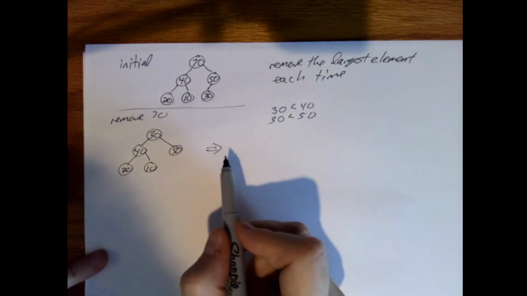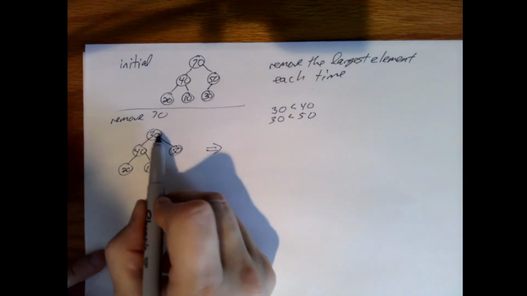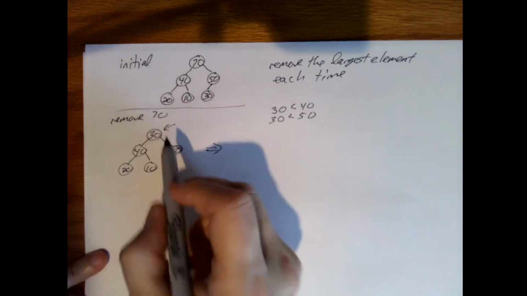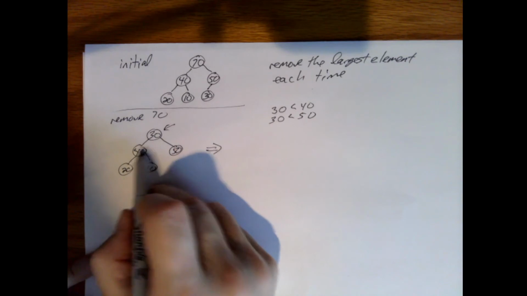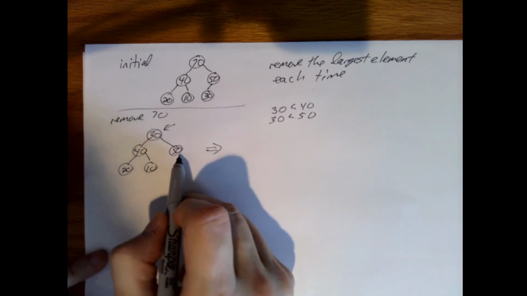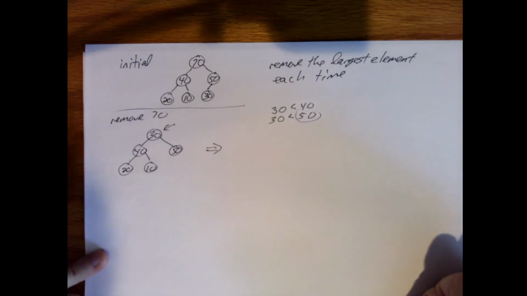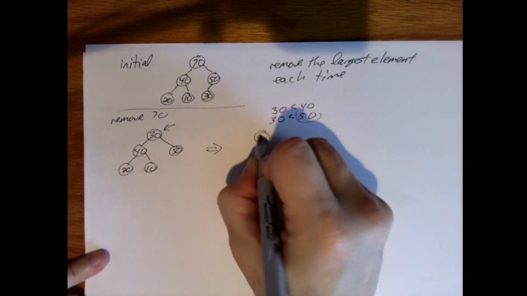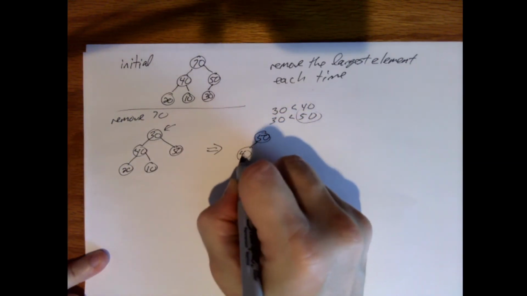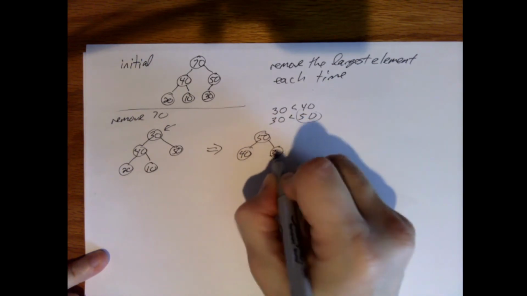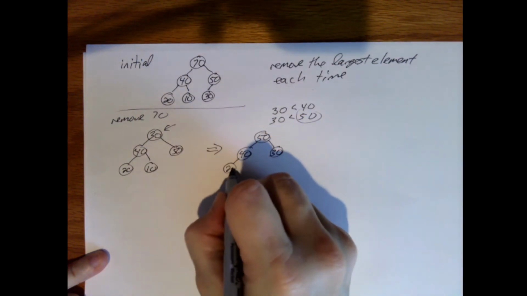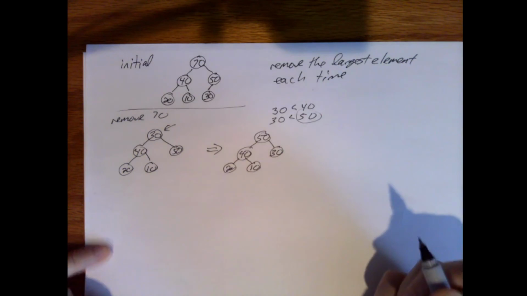Well, remember, the max heap property says that the parent here, this position here for the root, needs to be greater than or equal to both of its children. So we need to choose the maximum of these two, which is the 50. So this becomes 50, 40, 30, 20, and 10.